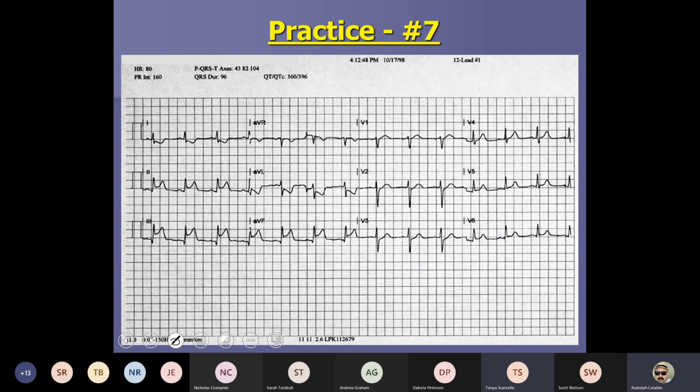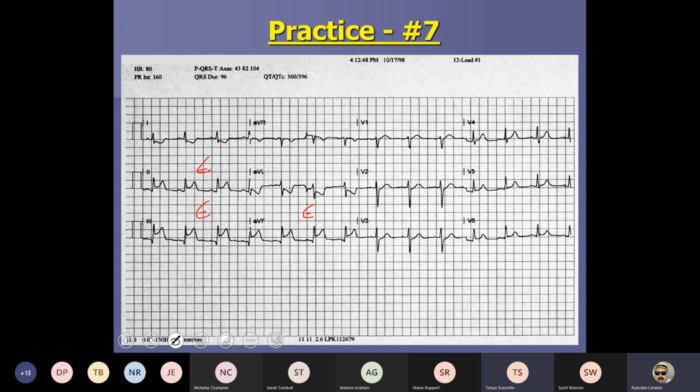Shane, what do we have here? Looks like elevation in 2, 3, AVF. Okay. Boy, does it seem like we're looking at a lot of right-sided 12 leads. There's a reason for that, and that's because a lot of the STEMIs we will see are right-sided STEMIs. There's a reason I want you guys to get in the habit of looking at these.